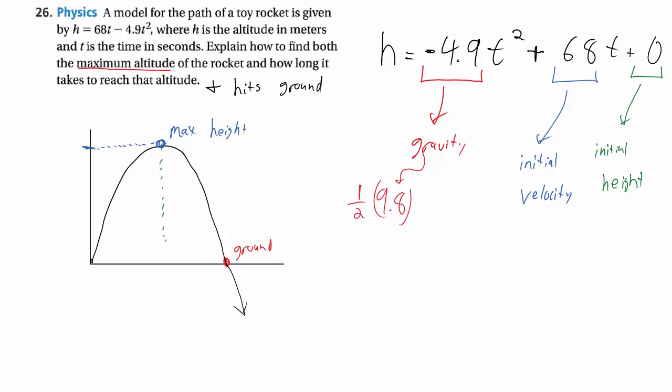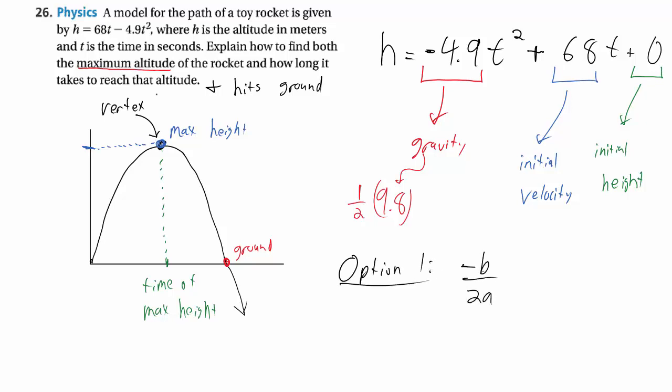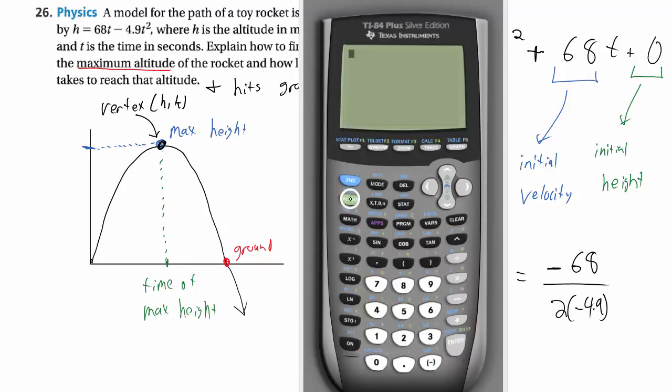But your max height is going to occur at your vertex. The y-coordinate of that vertex is going to be what the max height or max altitude is. The x-coordinate of your vertex, like the h, is going to be when it hits that max height. So the k is going to be your altitude. The h is going to be the time at which you hit that altitude. You can use negative b over 2a to figure out your vertex. So I'm going to use that strategy there.